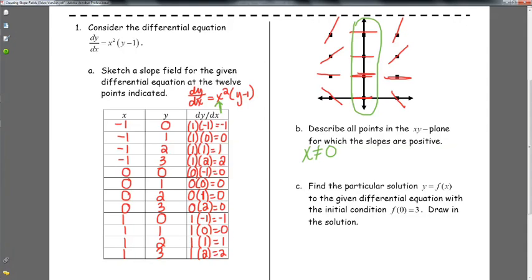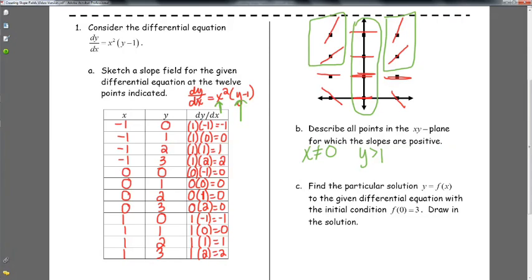And if you notice, all my y values that create positives are when my y is greater than 1. So I need y to be bigger than 1. Okay.